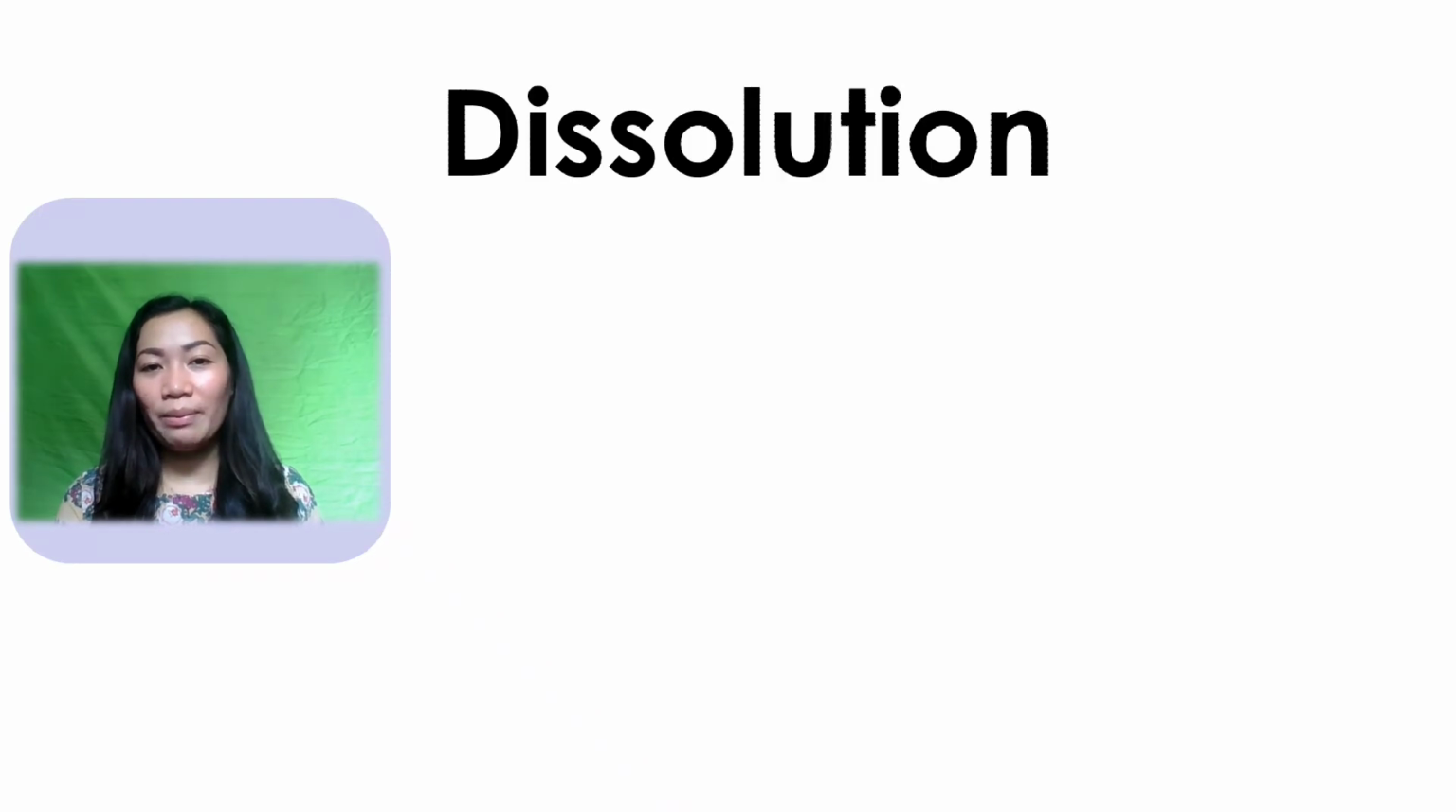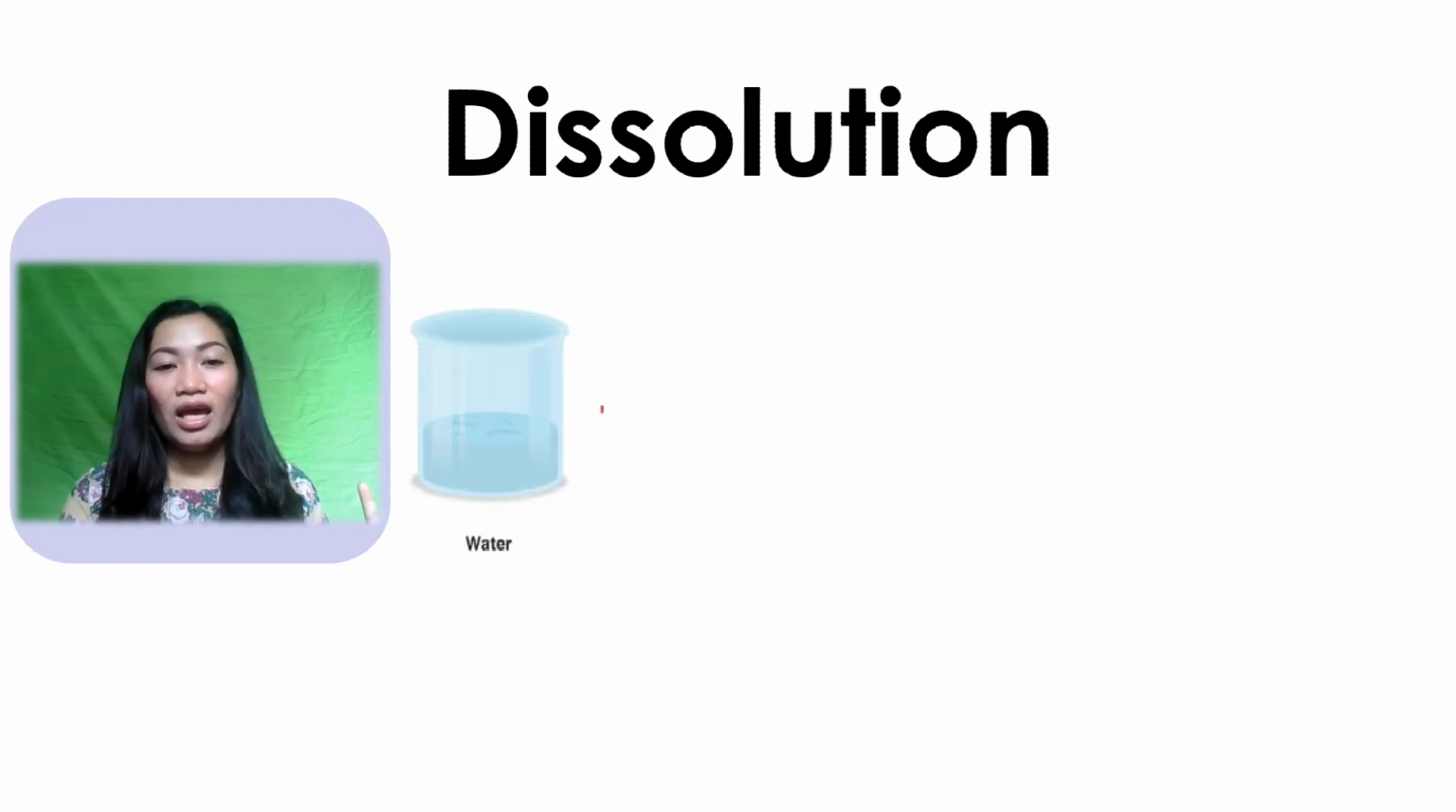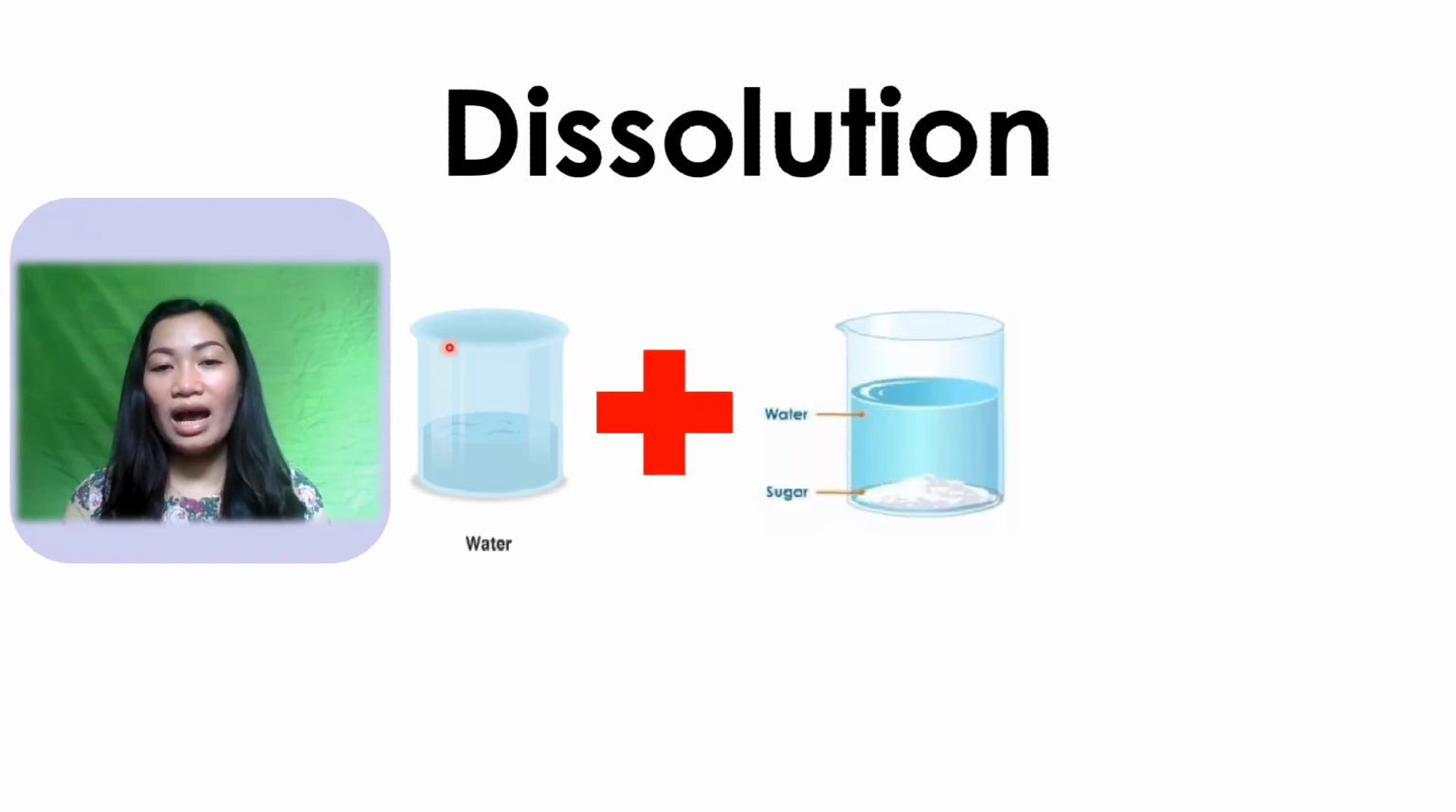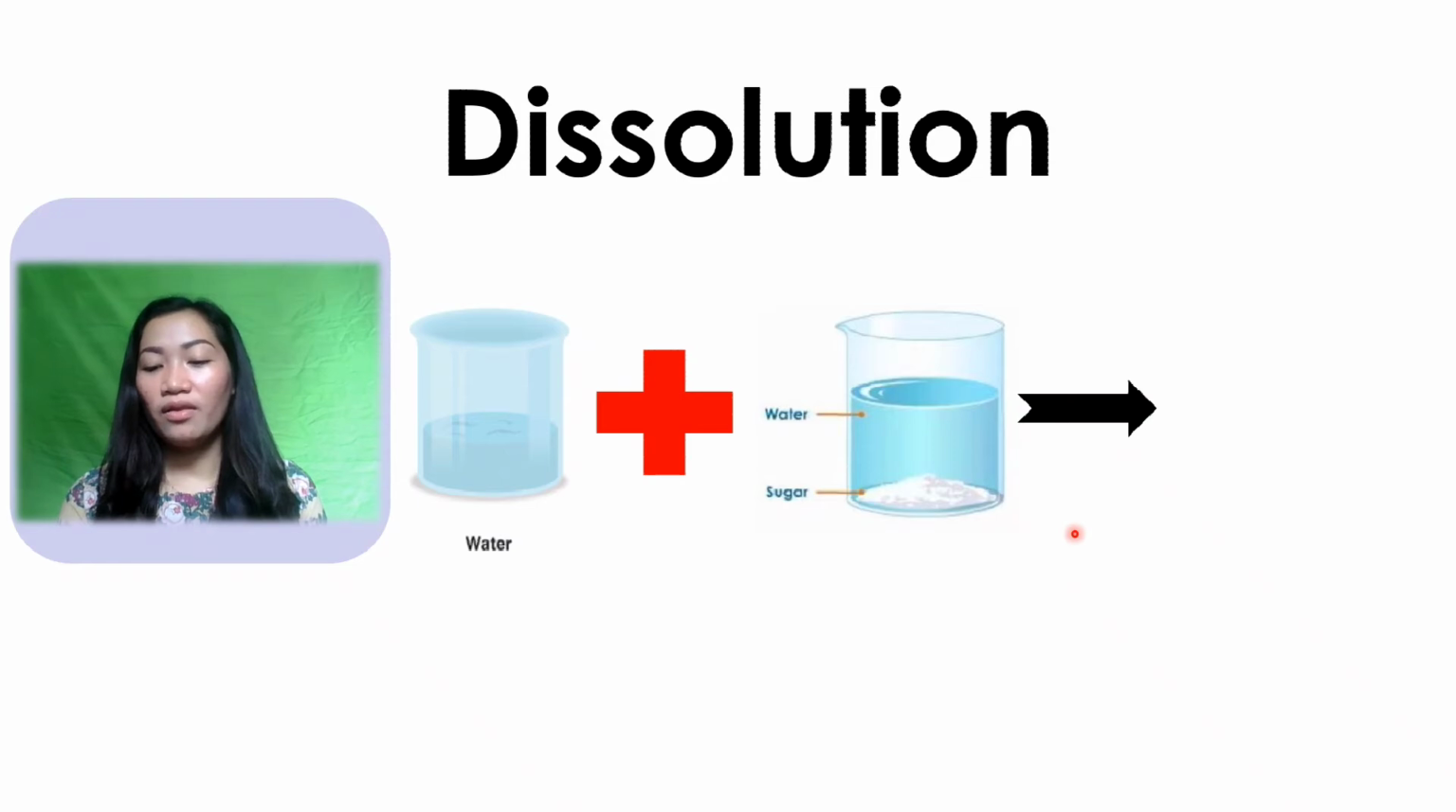Last time we talked about dissolution. Dissolution means the mixing of two or more things. We have the solvent, or the water, and we have also the solute, or the sugar, being dissolved in the water. These two form a homogeneous mixture, which is the sugar solution or the syrup.